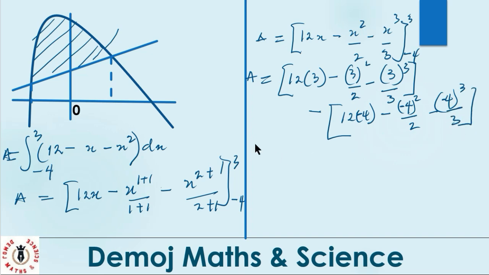And so my area A will be the same thing as 12 times 3, that's 36, minus 3 squared over 2, that's 9 over 2, which is 4.5, minus 3 raised to power 3 divided by 3. One of the 3's will cancel, leaving 3 times 3, that's minus 9. Then I have minus again here, 12 times 4, that's minus 48. Minus 4 squared becomes positive 16, divided by 2, that's positive 8.